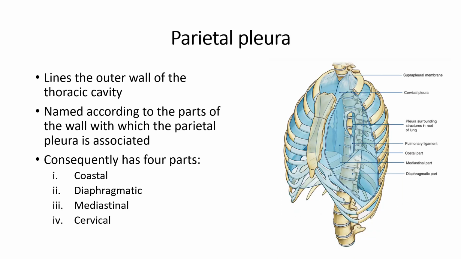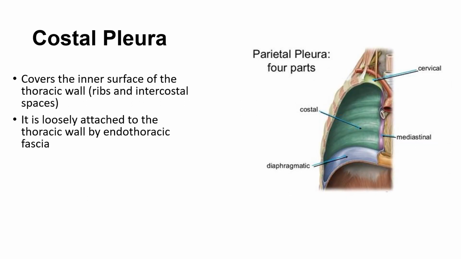Parietal pleura lines the outer wall of the thoracic cavity and it is named according to the parts of the wall with which the parietal pleura is associated. In this way it has four parts: costal, diaphragmatic, mediastinal, and the cervical pleura.